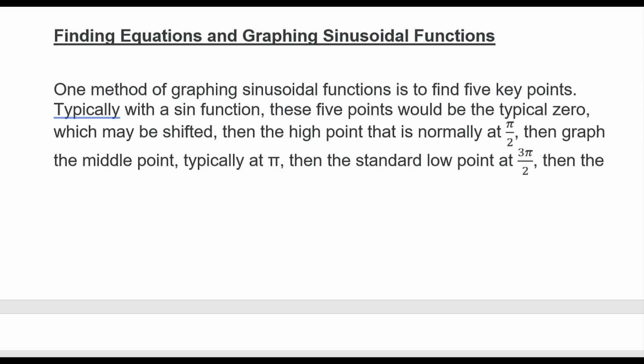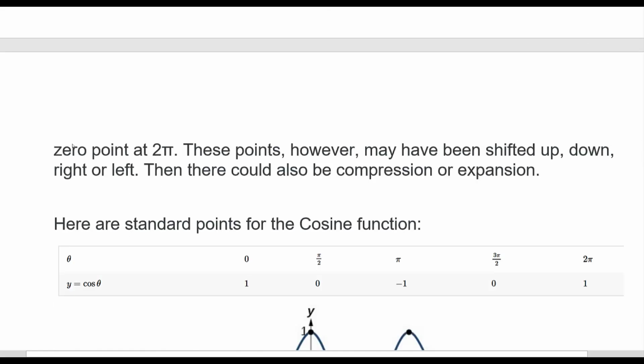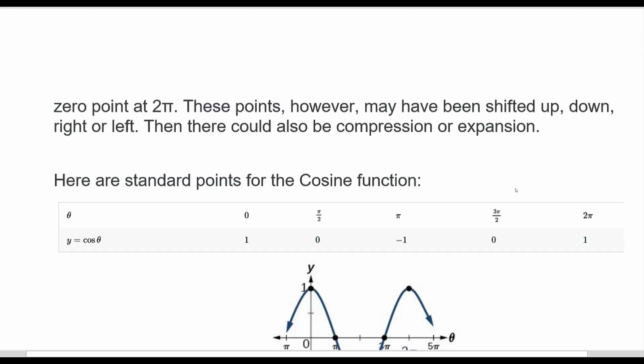So typically with the sine function, these 5 points would be the typical 0, which may be shifted, then a high point that is normally at pi over 2, then a middle point typically at pi, then a standard low point at 3 pi over 2, and then the 0 point at 2 pi. These points, however, may have been shifted up, down, right, or left. There could also be compression or stretching, or I said expansion.